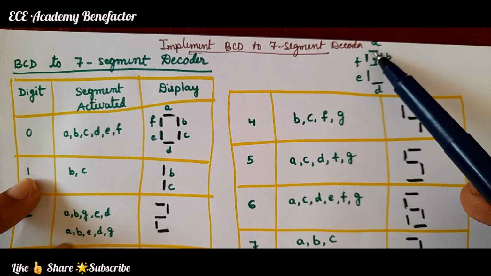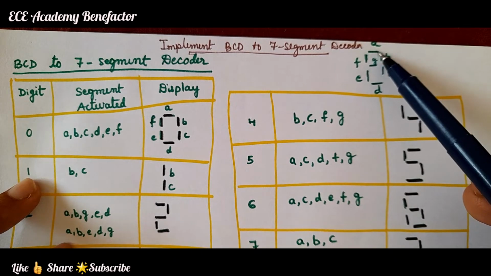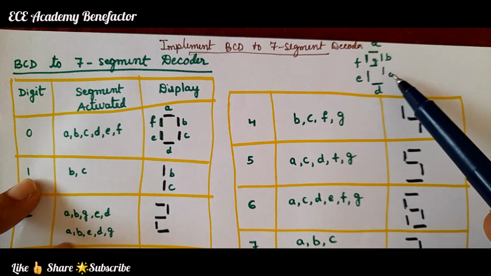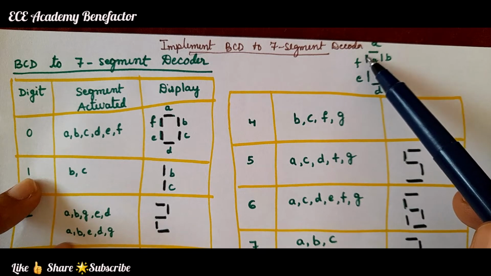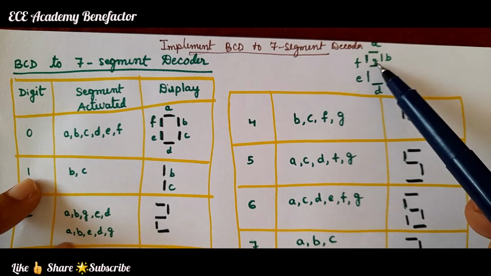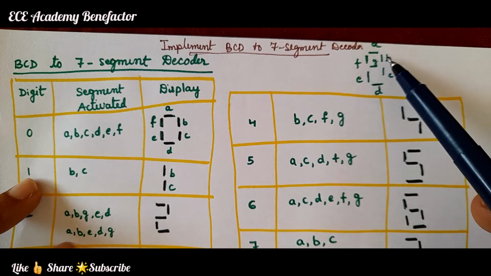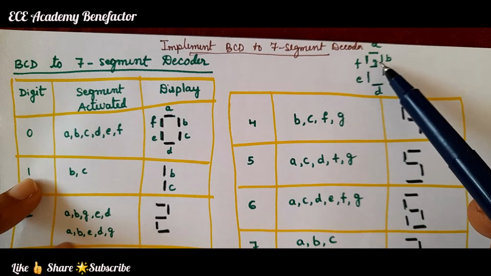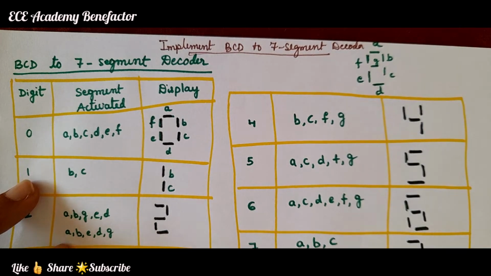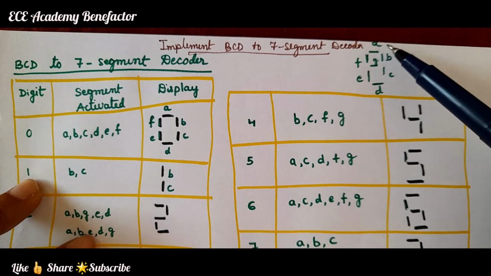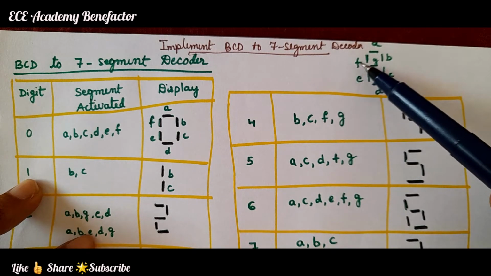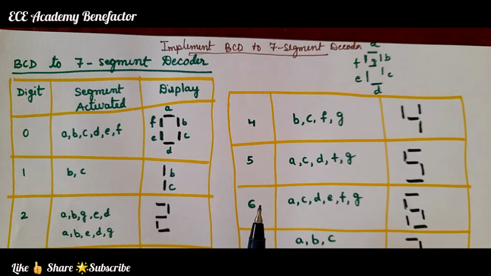Let us name each segment. The first segment here is A, the second is B, third C, fourth D, fifth E, sixth F, and G. A, B, C, D, E, F, G. Total 7 segments are there, so it is called a 7 segment decoder.